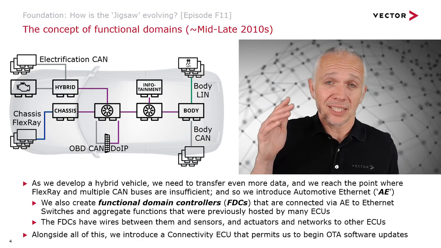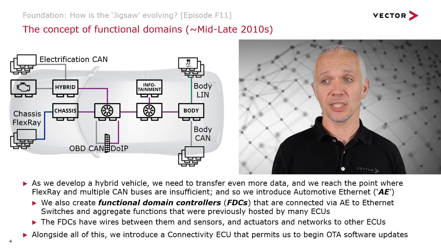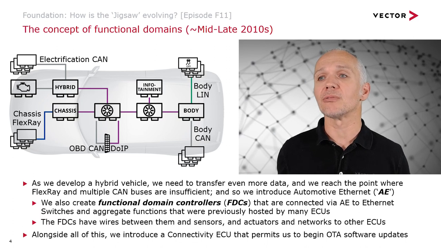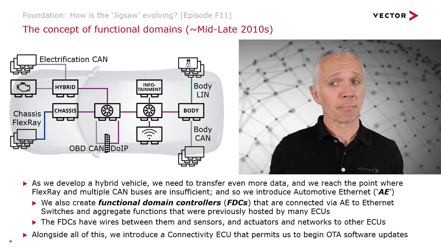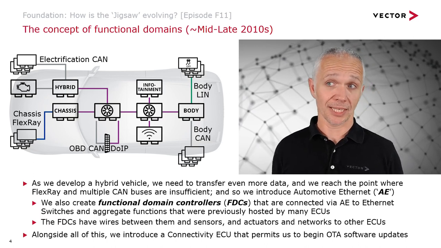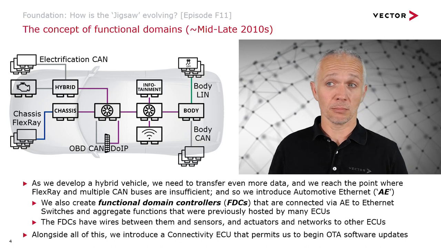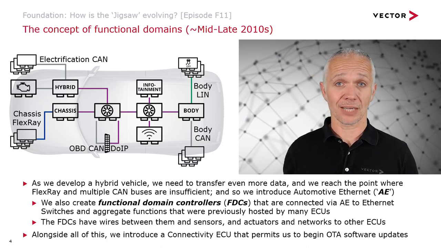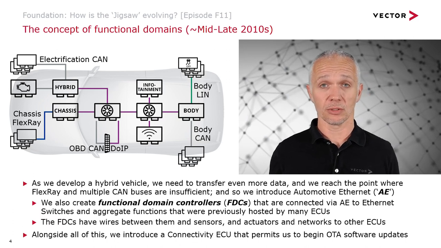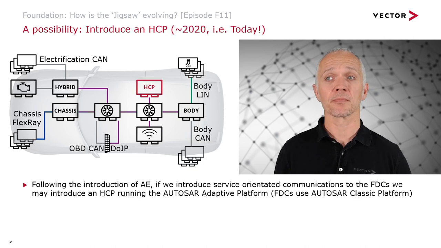Alongside everything we've done here, we can also introduce a connectivity ECU that permits us to begin over-the-air software updates. Here it is. So we have an Ethernet backbone and an offboard data link. And this is a really modern picture. You can buy a lot of cars nowadays that are similar to this under the hood, and other vehicles as well are starting to move this way.